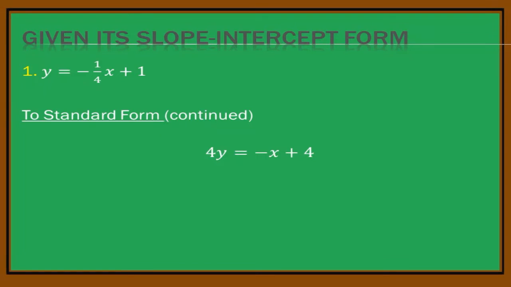Using addition property of equality to move the term with the variable x on the left side of the equation, we'll add positive x on both sides of the equation, obtaining 4y plus x equals 4. And since the standard form we are following is ax plus by equals c, the term with x should be the first one in the equation. So rearranging, we will have x plus 4y equals 4, and that is the standard form of the given equation of the line.